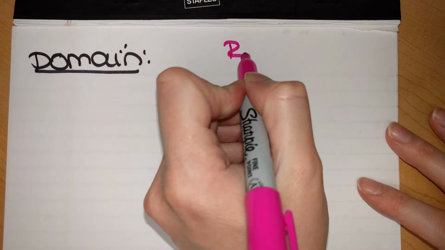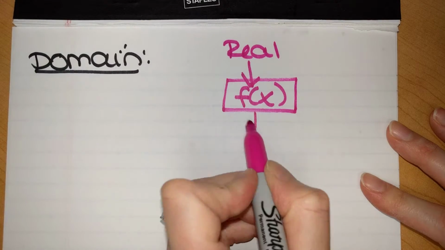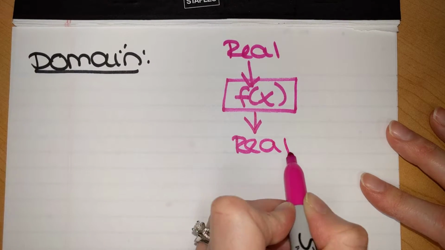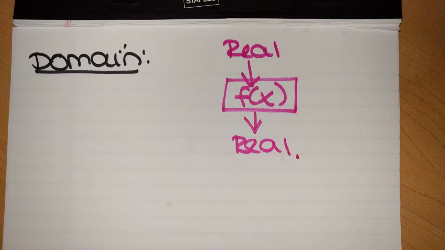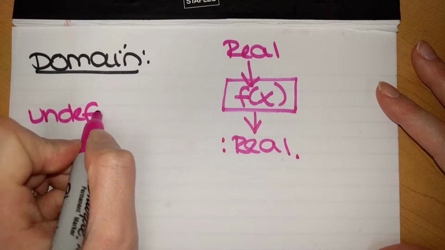All right, so the idea with the domain is that we want to put a real number into our function, do the little function notation, and get something out that is real. So we want to put in a real input and get a real output out. Something that's not real, of course, is an undefined, which is not going to be a real number.